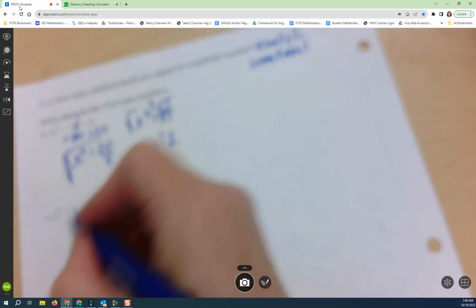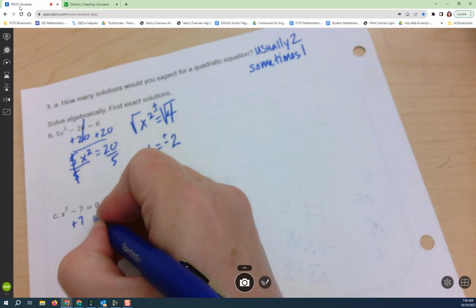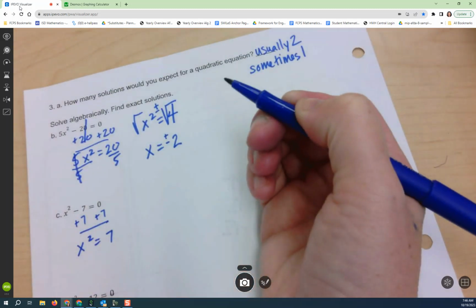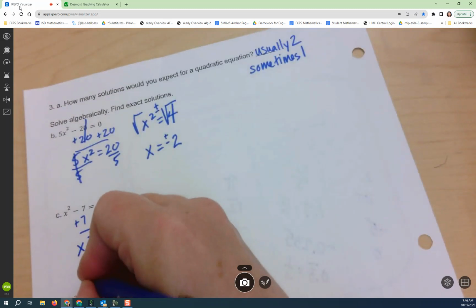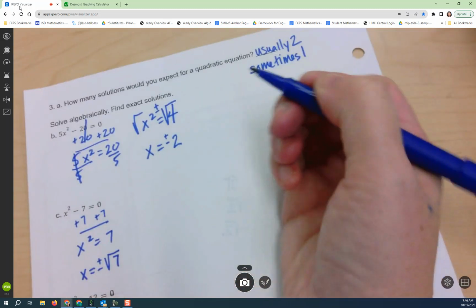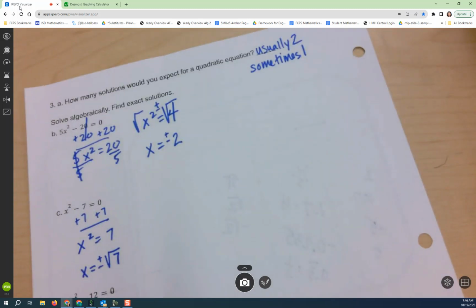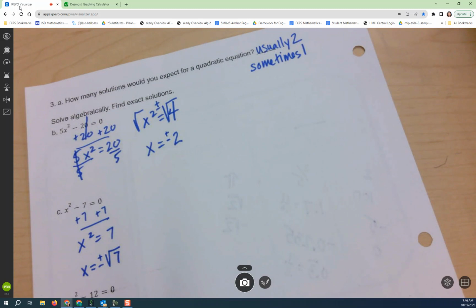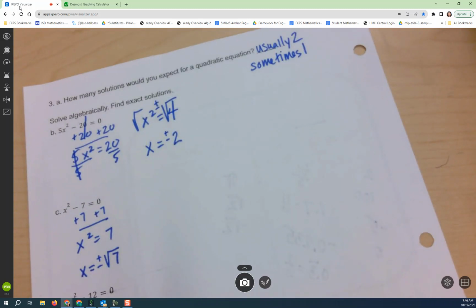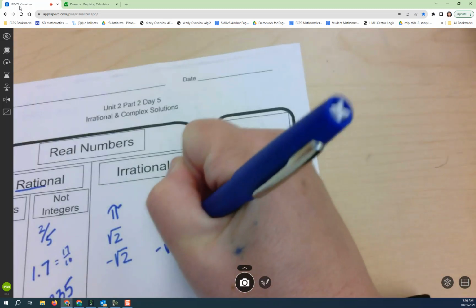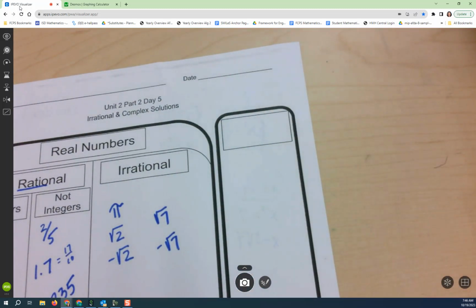When we do c, I'm going to add 7. x squared equals 7, and I'll do plus or minus square root. And this time, the square root of 7 does not come out to be an integer. It's also an irrational answer, so I just have to leave it as root 7. So if we're thinking about more irrational numbers, we could put root 7 and negative root 7 as irrational numbers.